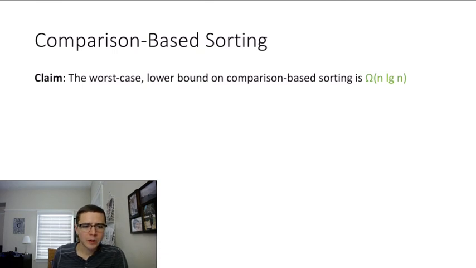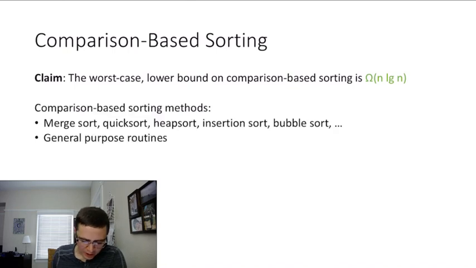Our claim is that the worst case lower bound on comparison-based sorting is omega, big omega of n log n. So when I say comparison-based sorting, what am I talking about? I'm talking about pretty much anything we've talked about in this class so far. So merge sort, quick sort, heap sort, insertion sort, bubble sort, any of these general purpose sorting routines.